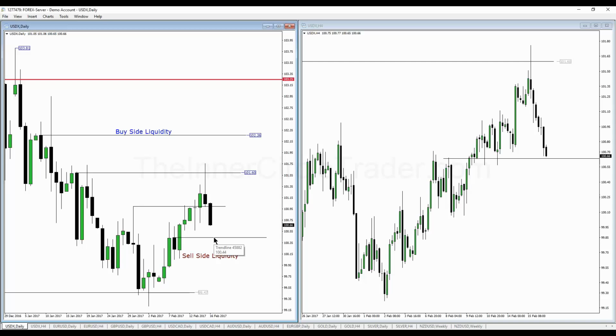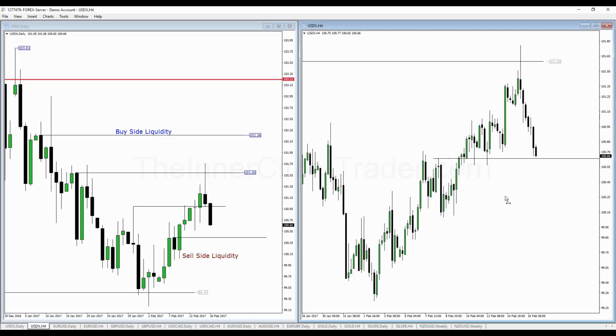So that would be in the form of 145. So 100.45 is the level. You'd have to have your charts showing. That's close enough. So that's what we're looking for on the dollar.